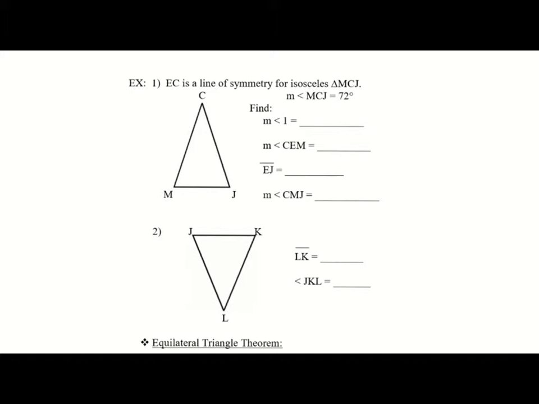Let's look at some examples for our isosceles triangle. The first one says that EC is a line of symmetry for isosceles triangle MCJ. So if I draw in a line of symmetry and they tell me that point is going to be E, because my line EC is a line of symmetry, they tell me that the measure, that little m, means the measure of angle MCJ equals 72 degrees. So MCJ, which is this whole angle, is 72 degrees.